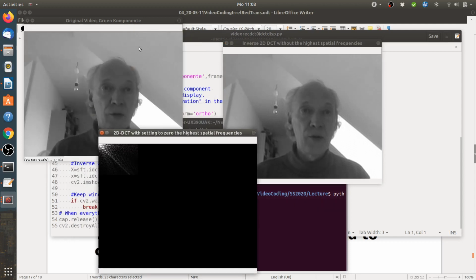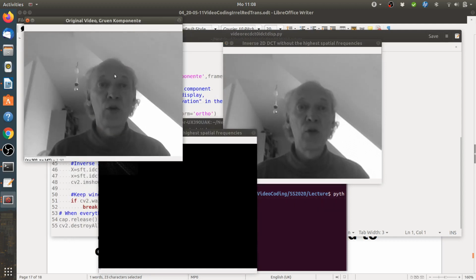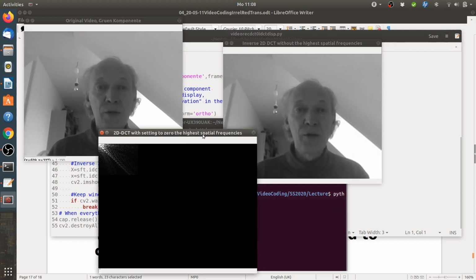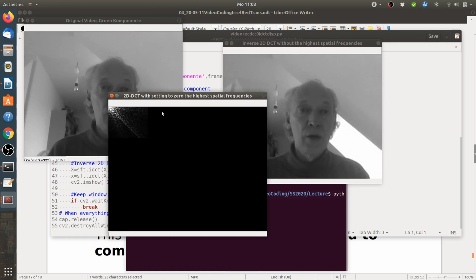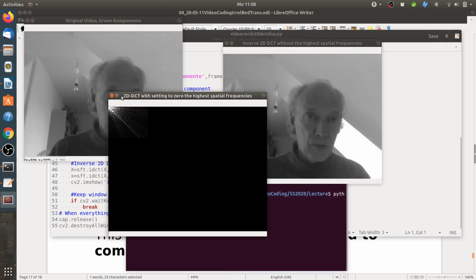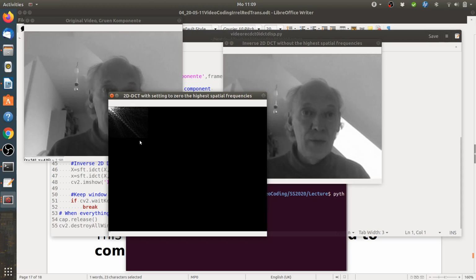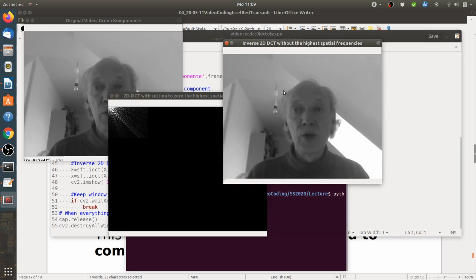So here you can now see the original, the green component. You can see this is still sharp, right? Here you can see the 2D DCT, and if you look closely, maybe I can actually, no, I cannot make it larger. Here you can see this upper left-hand part is kept, and the rest is set to 0. And this is then the reconstructed.